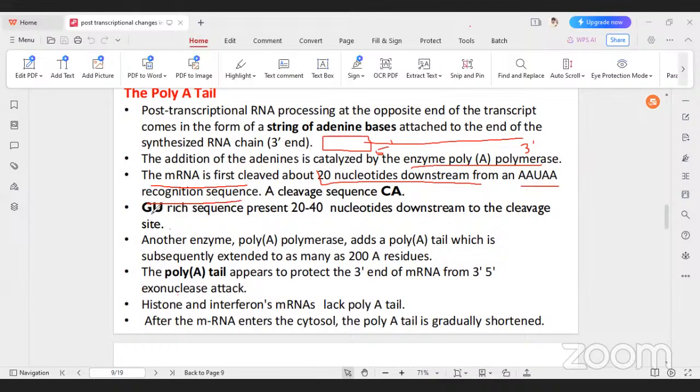Simple. Before polyadenine formation, what happens? Before polyadenine, there is a signal. There is a signal sequence at the 3' end. The signal sequence is A, A, U, A, like this.